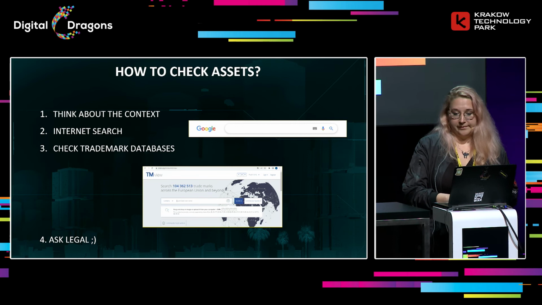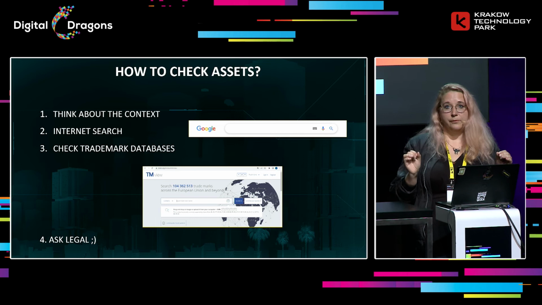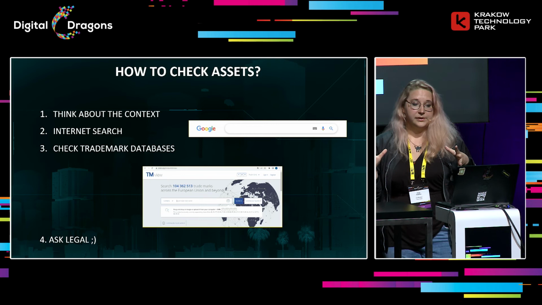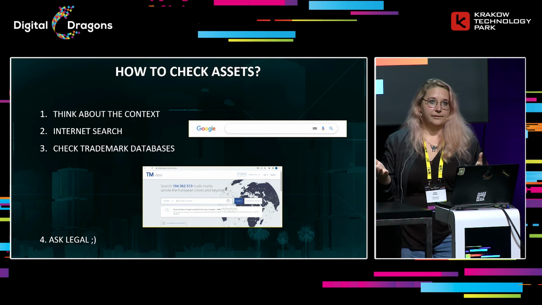Thirdly, I suggest becoming friends with trademark databases. There are multiple ones that allow you to check whether someone registered a particular trademark. And by checking it, you will minimize the risk of infringing someone else's rights, or you can simply find the contact details of the owner of the brand, and you can ask them for a license if you please to do so.